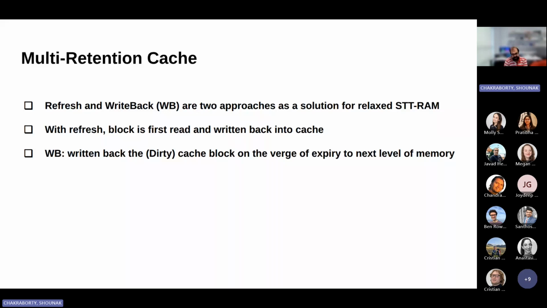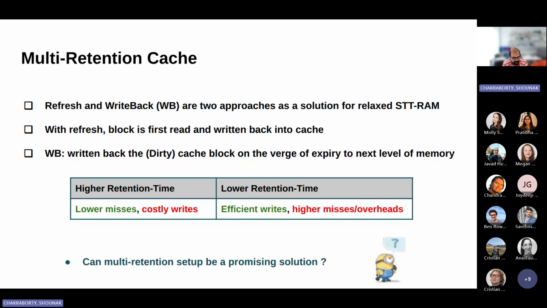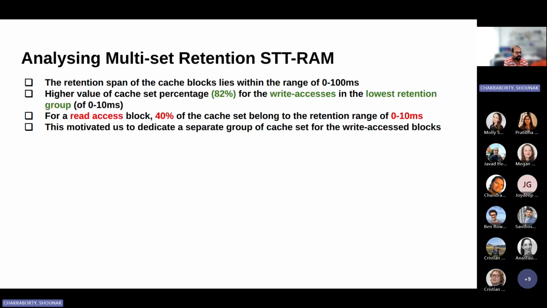So this is the comparison table between higher and lower retention time. On the left, you have the lower misses. Of course, if you have higher retention time, you don't need to do repeated refreshes as well as write-back operations. On the other hand, the writes are really costly. While considering the lower retention time, you definitely have efficient writes compared with a higher retention zone, but you have higher misses or overheads. So a multi-retention cache could be a solution. Let's see how TIMO works.